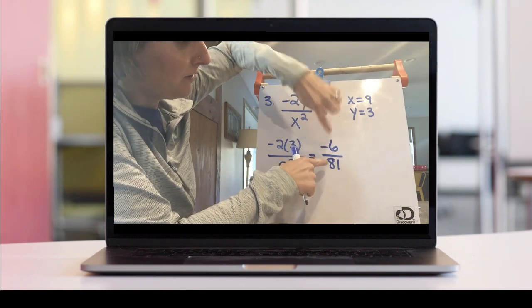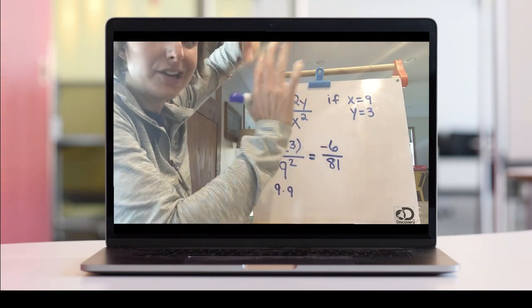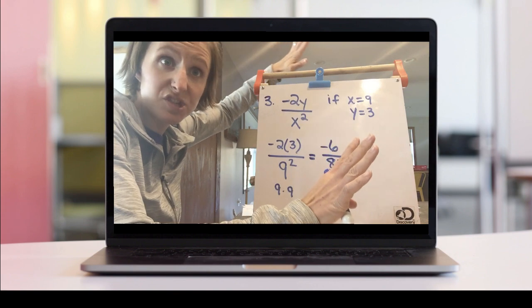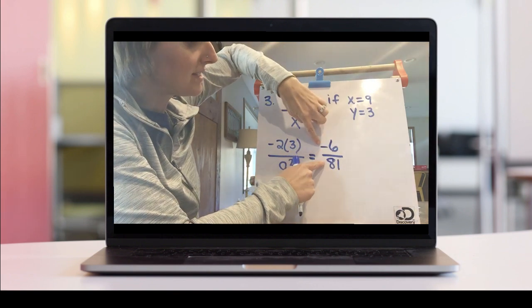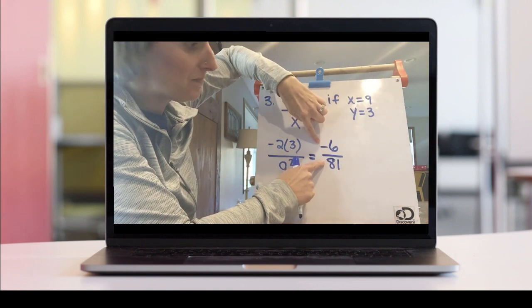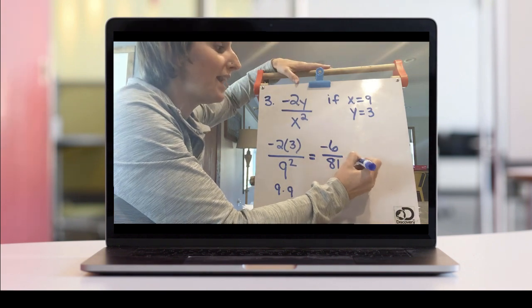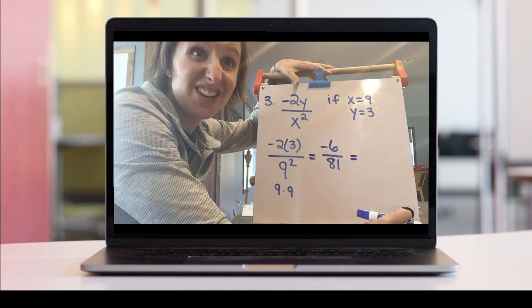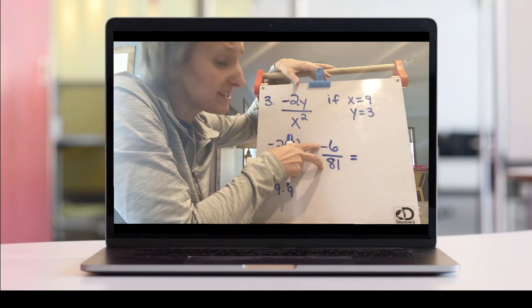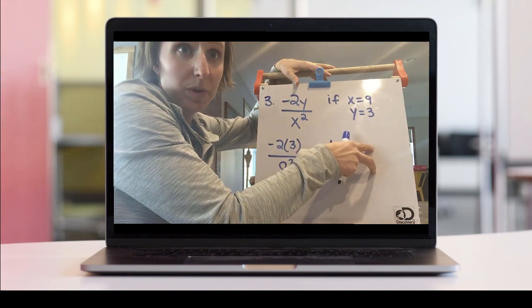Now, I only have one value in the numerator, one value in the denominator. I'm good. My order of operations is complete. But now, do my signs agree for the numerator and denominator? No. So my final simplified version is going to have a negative in it, right? As my signs don't agree, my answer is going to be negative.